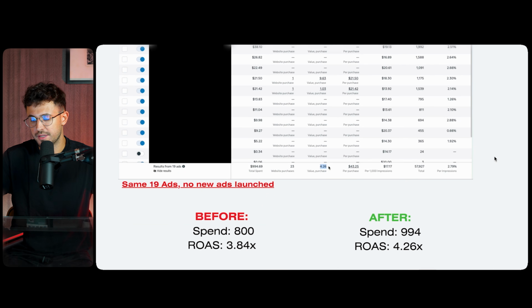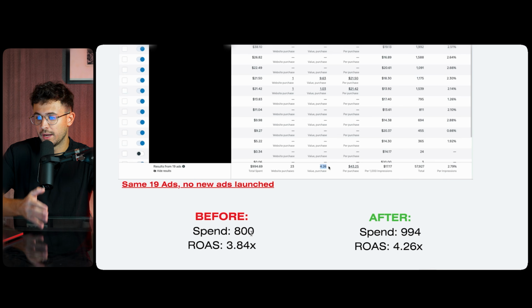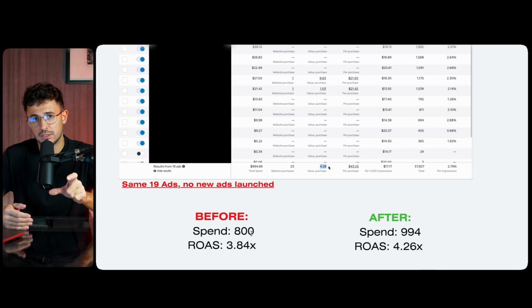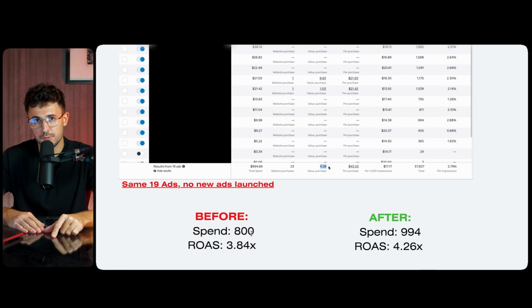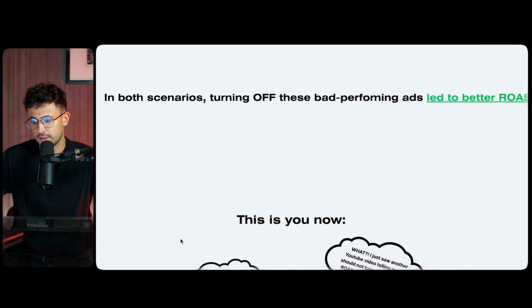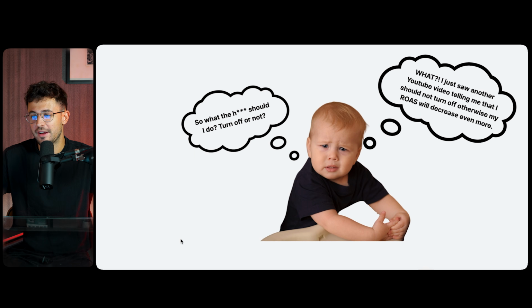So basically what happened is that before, in the one month the campaign spent 800 and the ROAS was 3.84. After, so the month after, we spent 994, so we even spent more, and the ROAS was 4.26. So by turning off that ad that was getting most of the spend, we improved the overall return on ad spend. Now, in both scenarios, turning off these badly performing ads led to better return on ad spend. And so this is basically you right now.